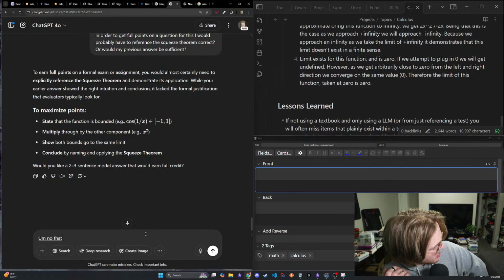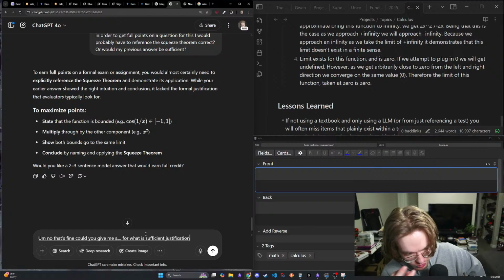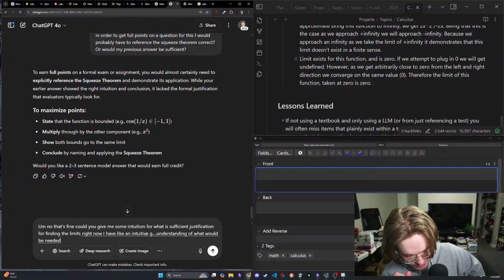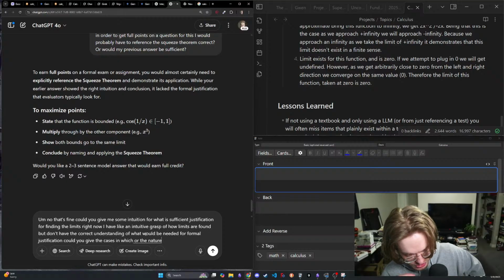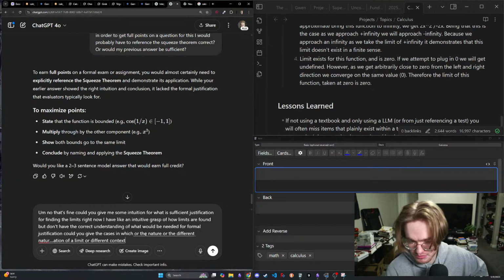No, that's fine. Could you give me some intuition for what is sufficient justification for finding limits? Right now, I have an intuitive grasp of how limits are found, but I don't have the correct understanding of what would be needed for formal justification. Could you give the different natures by which we could have a formal justification of a limit, or different contexts? I don't know.